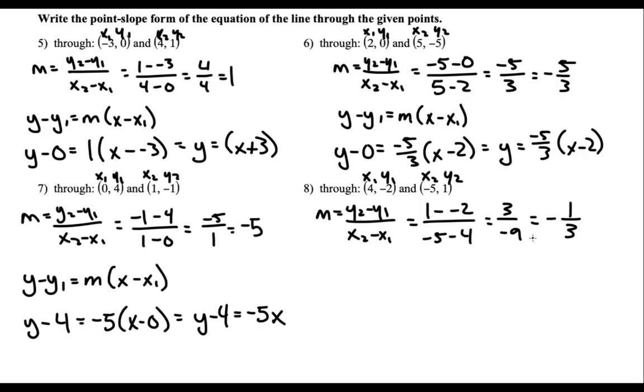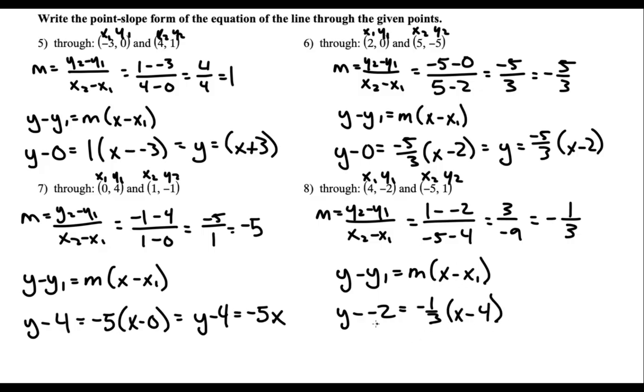Okay, so then I have to put it into my equation. y minus y1 equals m times x minus x1. So that's going to be y minus negative 2 equals negative 1/3 times x minus my x1, which is 4. And then I can simplify this. y minus negative 2 is y plus 2, and that's going to equal negative 1/3 times x minus 4. And there's my final equation.